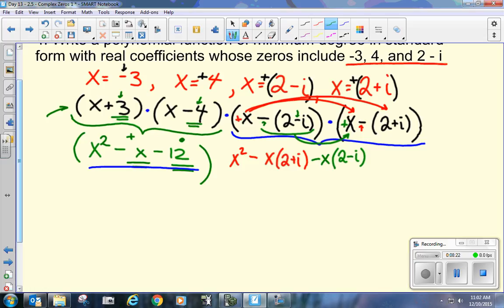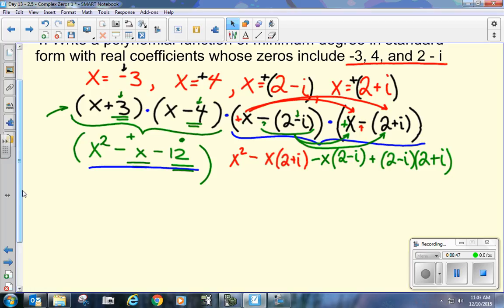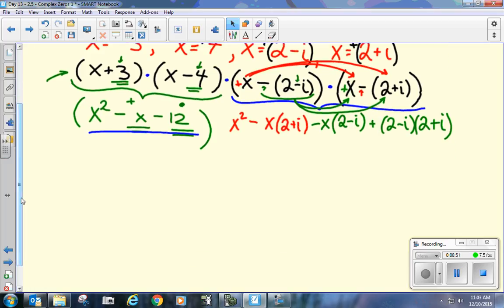Last but not least, I'm taking this parenthesis and multiplying it times this. So I've almost got another FOILing I've got to do there. It's a negative times a negative, so it's positive, and it is 2 minus i times 2 plus i. What do you know right now about this thing in the back? They're going to cancel out. The middle term's going to cancel out, and there's going to be no i there. And when I distribute my x's in the middle here, you'll see things go away too.